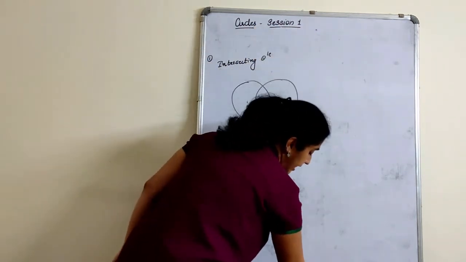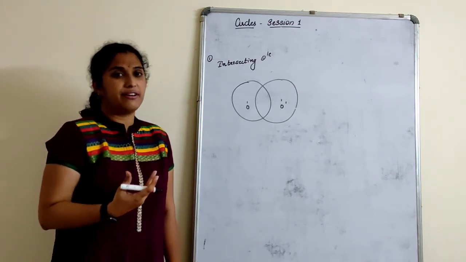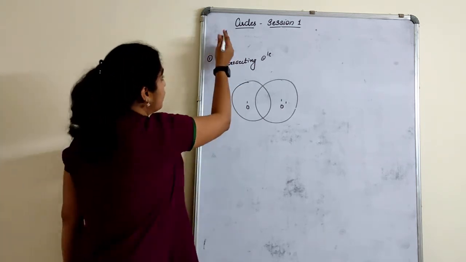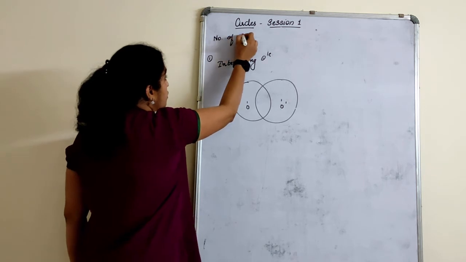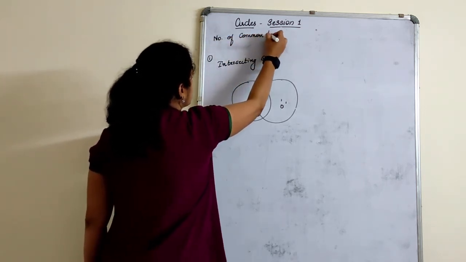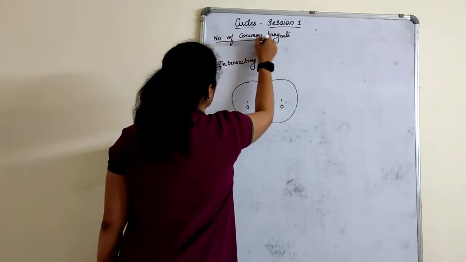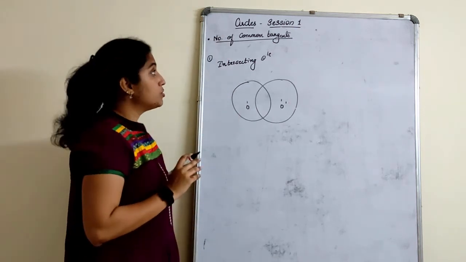Now see, this is actually not in your syllabus, or I can say this is not actually mentioned anywhere, but I feel that you should know something about this. It's a common thing you should know about tangents. Number of common tangents. Okay, that's all, we'll take it as a heading. Number of common tangents drawn to circles.